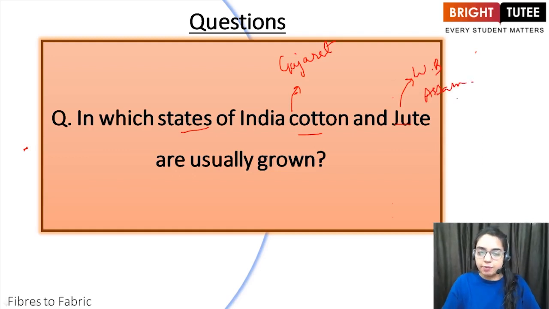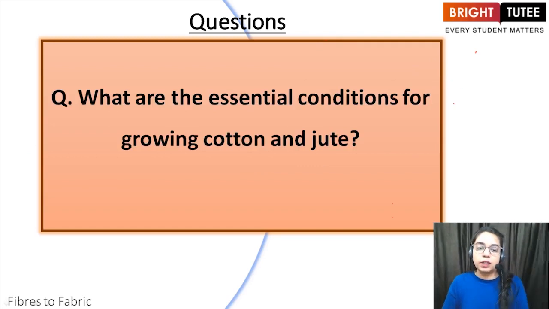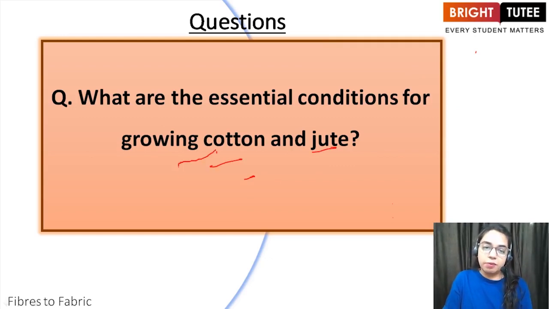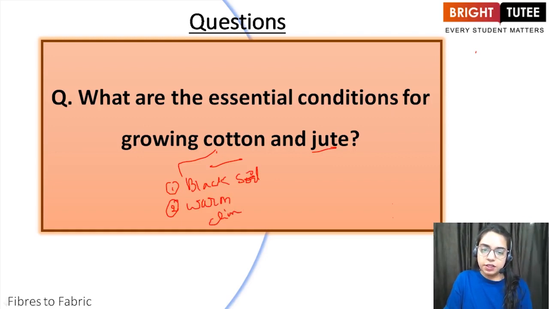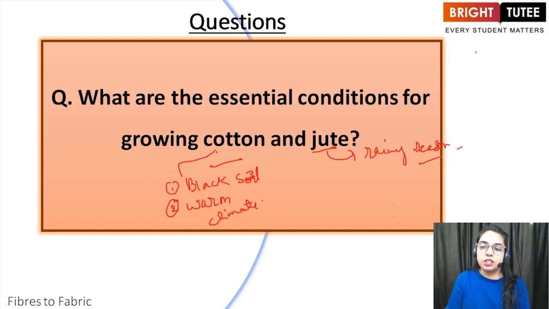Okay, so let's move to the next question, which is what are the essential conditions for growing cotton and jute? So children, for growing cotton we need black soil. The first condition is black soil, and we also need warm climate. Then children, for jute we require rainy season. Okay, so these are the essential conditions for growing cotton and jute.